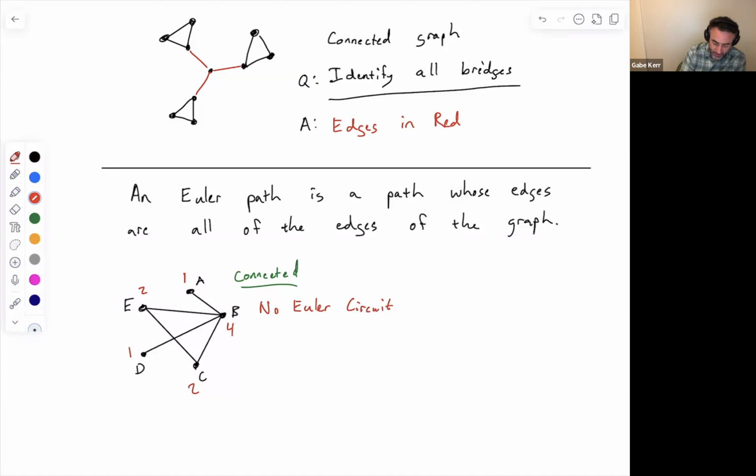However, all is not lost. I just looked at them. We have two vertices that are odd, and all of the other ones are even. So in fact, there is an Euler path. So there's some path. And furthermore, Euler's theorem says that there's a path which starts at one of those odd vertices and ends at the other odd vertex. And to find it, all you have to do is follow Fleury's algorithm.